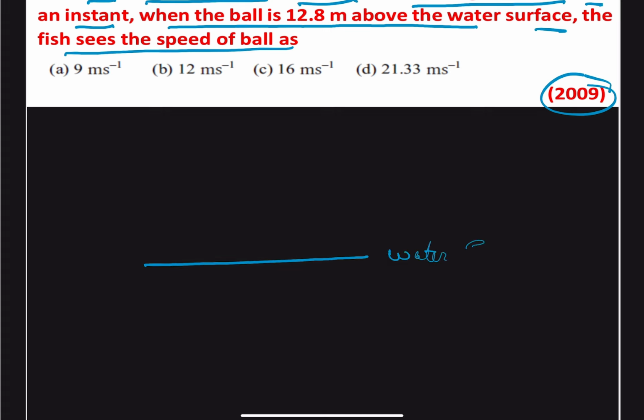Let us suppose this position is our A position, and when the ball is 12.8 meters above the water surface, we have to find out what will be the speed of the ball as seen by the fish. And after traveling some time, suppose it reaches this position, that is position B, and here the height above the water surface is 12.8 meters.